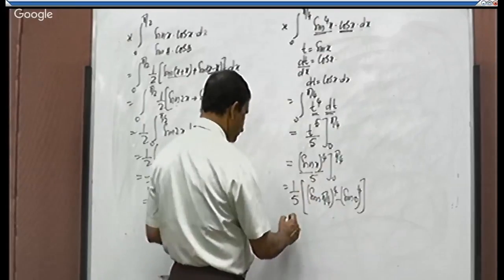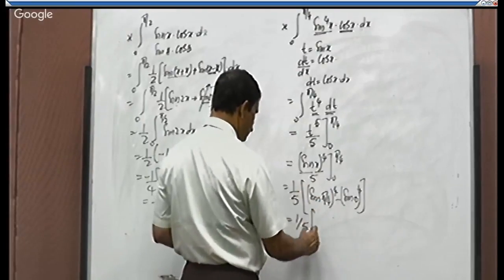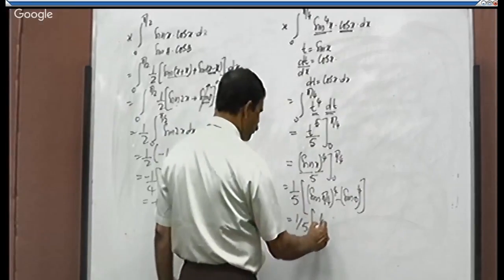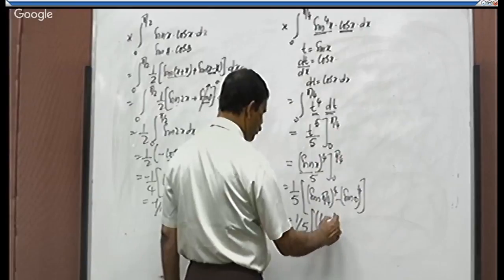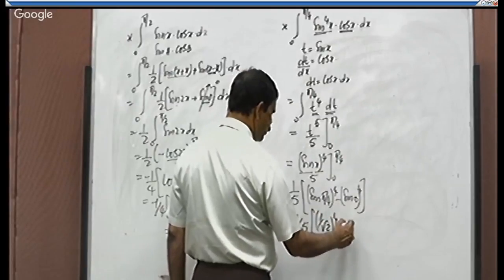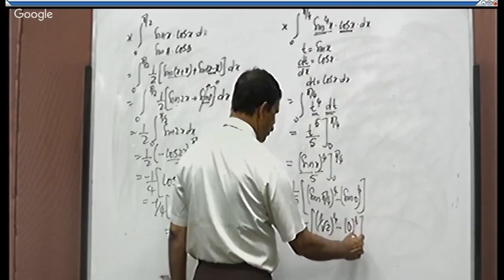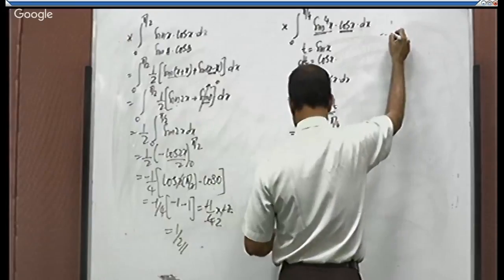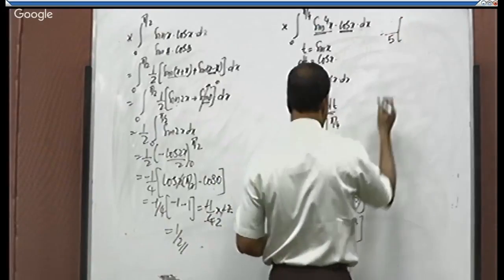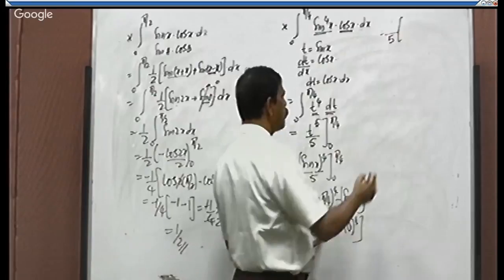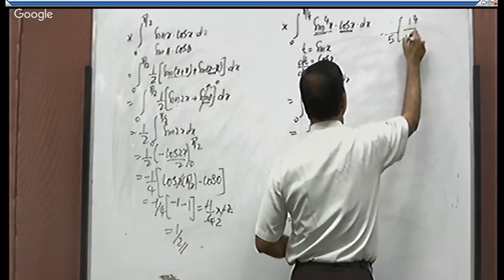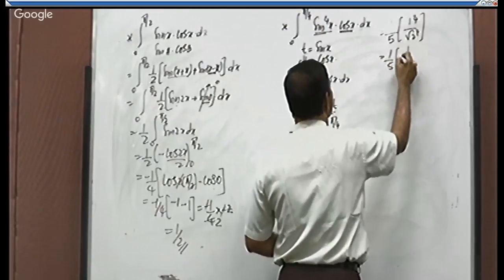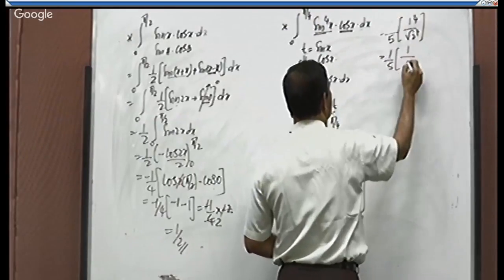Okay. This is equal to 1 by 5 into sin pi by 4, which is what? Sin 45. Sin 45 is 1 by root 2, correct? To the power of 4. Sin 0 is what? 0 to the power of 4. It is equal to 1 by 5 into 1 to the power of 4 by root 2 to the power of 4. That means 1 by 5 into 1 divided by root 2 to the power of 4.